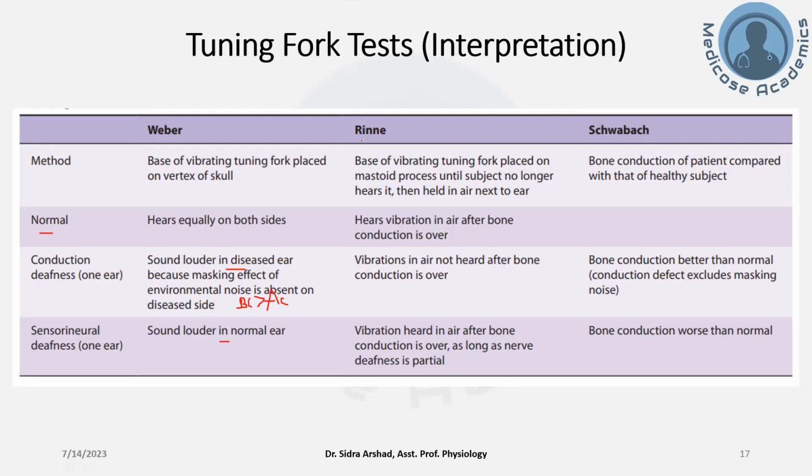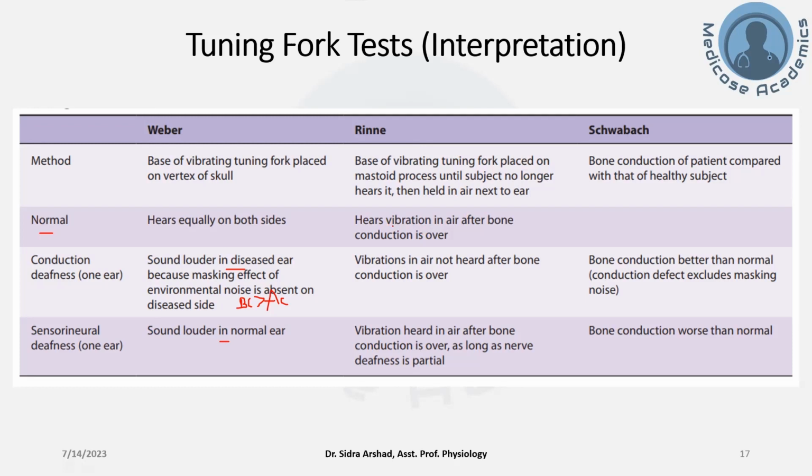In Rinne's test, the base of a vibrating tuning fork is placed on the mastoid process, which is present behind the ear, and the subject is asked to indicate when he no longer hears the vibrations of the tuning fork. Immediately when the subject indicates that he is now not able to hear the vibrations, the prongs of the tuning fork are placed in front of the ear canal. And if the subject is able to hear these vibrations, it means that his air conduction is better than bone conduction, which is a normal finding.